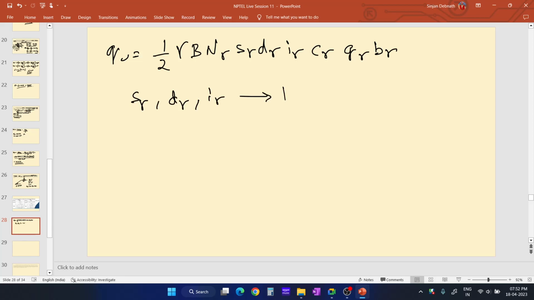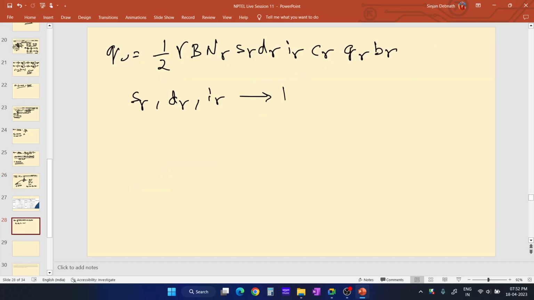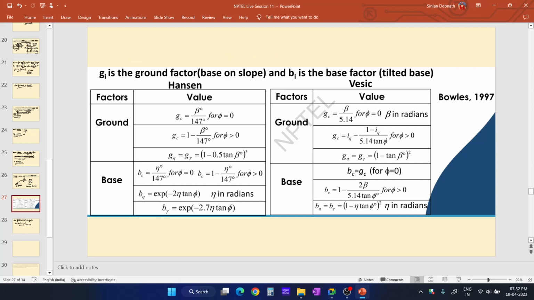Now for strip footing, this S_gamma, D_gamma, I_gamma are all 1, and in the question we have been asked to neglect the compressibility effect and water table effect. So C_gamma we can also write as 1, and since the base is not tilted, B_gamma is also 1. So only this G_gamma will be there, and we can find it from this chart.